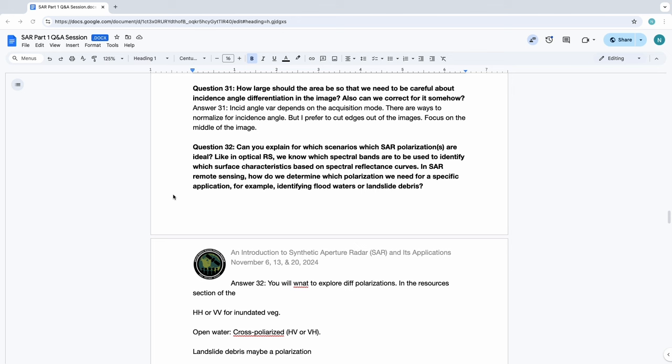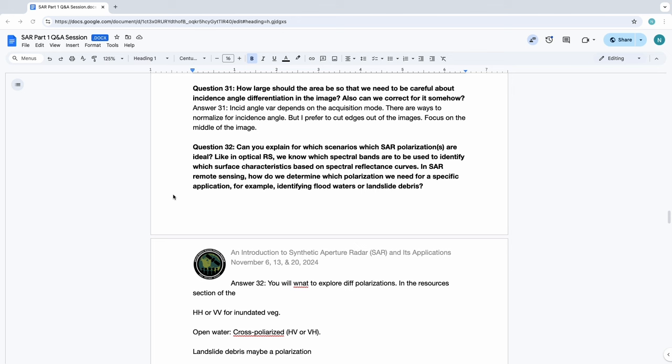So the incidence angle variation will largely depend on the acquisition mode, right? So for example, the ScanSAR, they have a large incidence angle variation. And so there are ways to normalize for incidence angle. However, I honestly prefer to just cut the edges and work with the central part of the image, and not deal with the variations in backscatter because of the large incidence angle, and just work with the minimal variations that you'll find within the middle of the image.